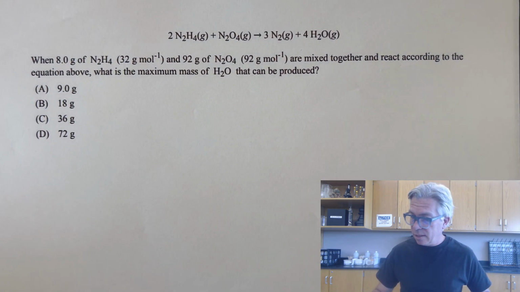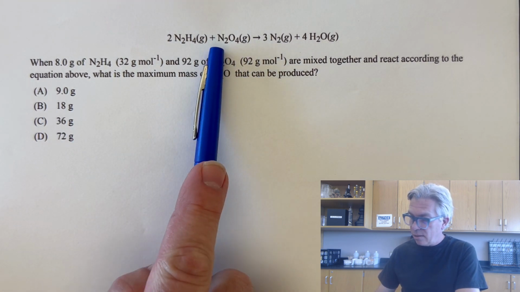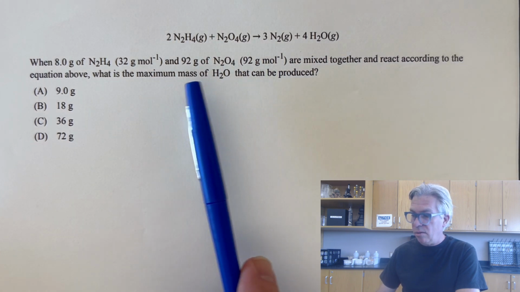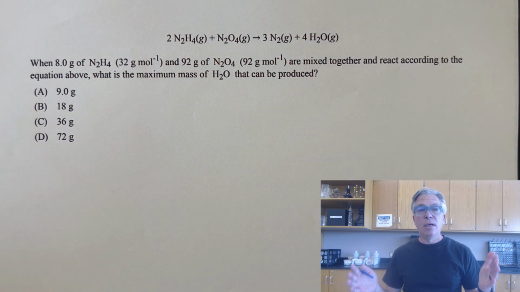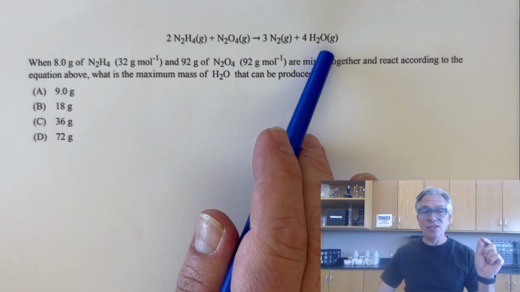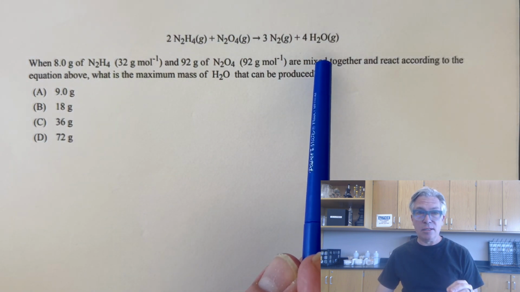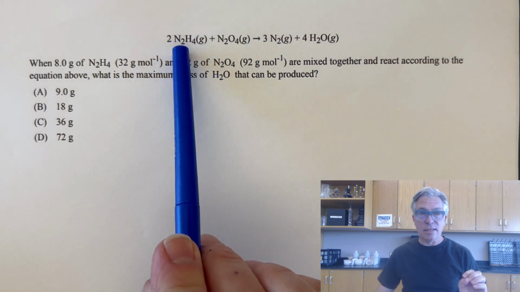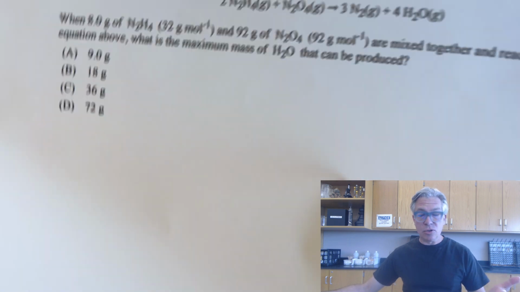All right, 2 more to go. First one, and these are going to be limiting reactant questions. When 8 grams of this and 92 grams of this are mixed together and react, what's the maximum mass of H2O that can be produced? When you're doing limiting reactants and you have amounts of all of them, you have to make a prediction for both. You start with all your amounts, make that prediction to the water or whatever it is you're finding, and then choose the smaller amount. That smaller amount is your maximum theoretical yield, because after that amount is made, one of the reactants has been used up. So we have to do this twice. I'll show you mine. If you want to pause the video and try it, you can.